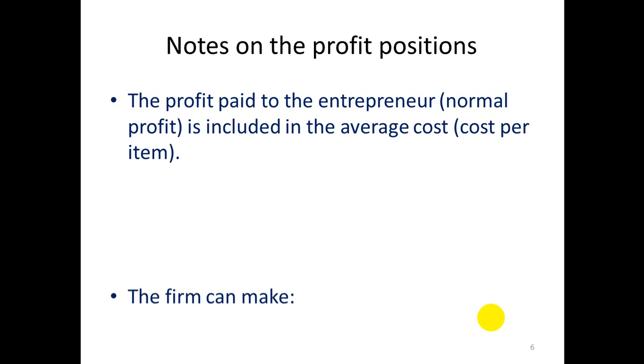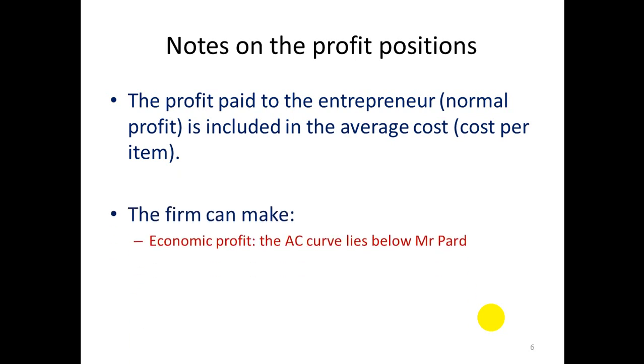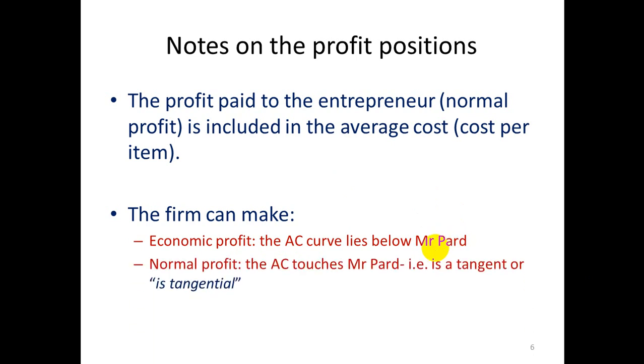Then the firm can make economic profits where the average cost curve, that's that smiley curve, lies below Mr. Pod, marginal revenue, price, average revenue, and demand. That's economic profits, which makes sense. If the average cost curve is below our demand, our average revenue, our price, our marginal revenue, we're making economic profits. Our normal profits, that's when the average cost curve touches Mr. Pod. So the smiley face touches the straight line, Mr. Pod. This is a tangent, or is tangential. Basically it lies straight on that line.